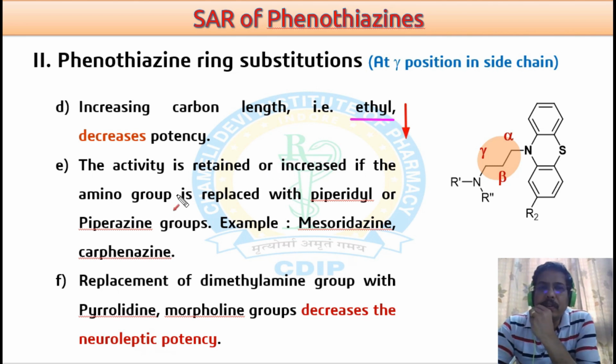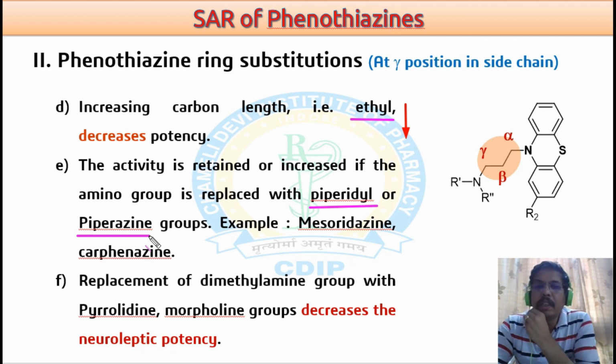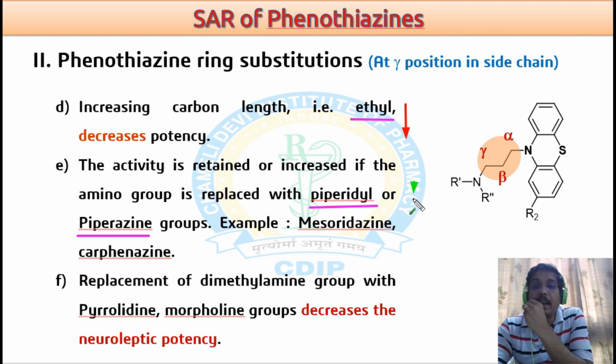And if you look at the change of this terminal amino group to cyclic amines like the piperidine moiety or piperazine group, then they retain the activity, or there is the possibility of an increase of activity. They retain, or there is an increase of activity.